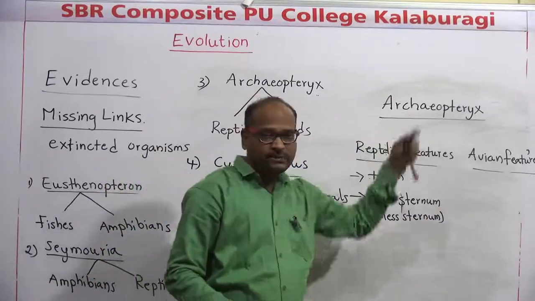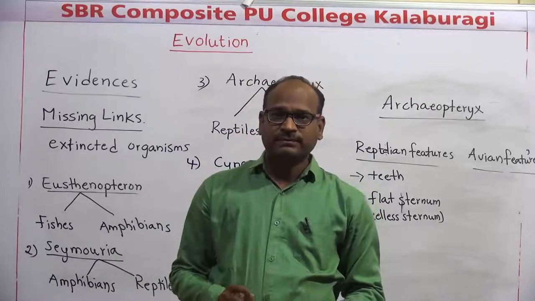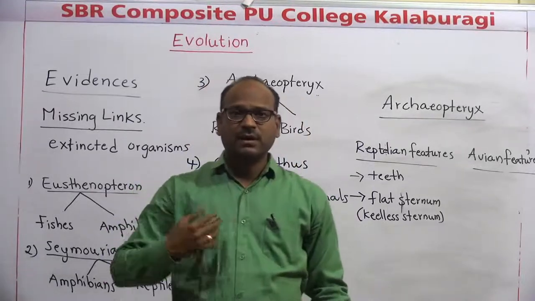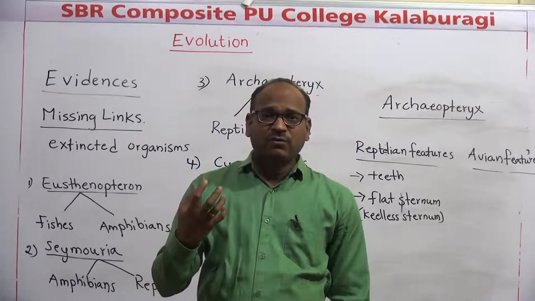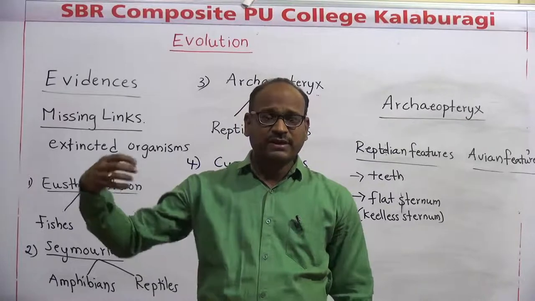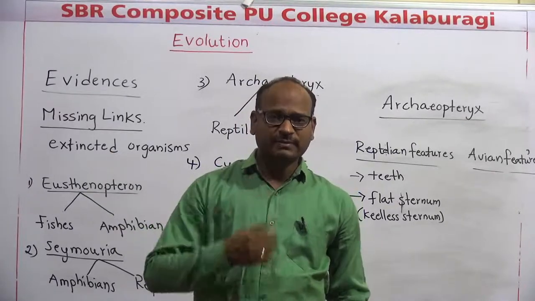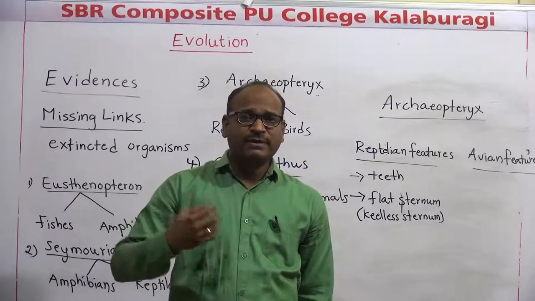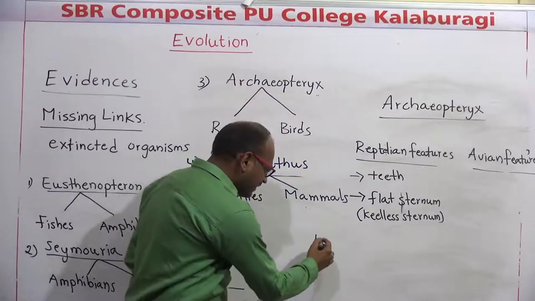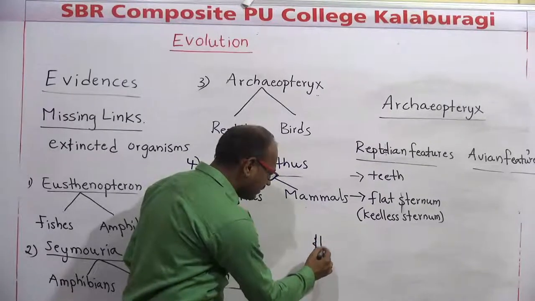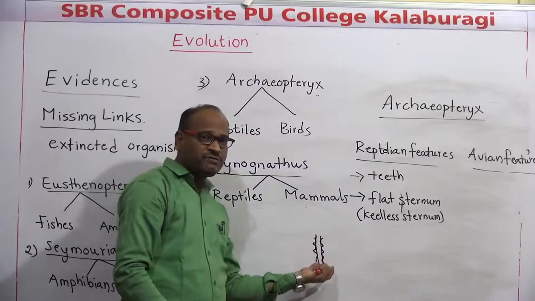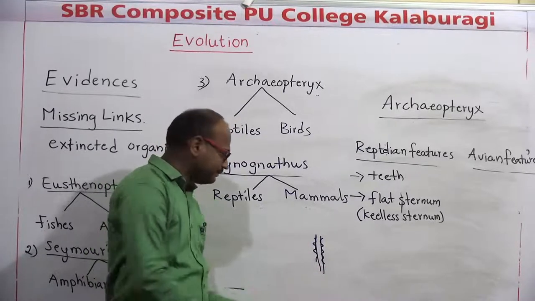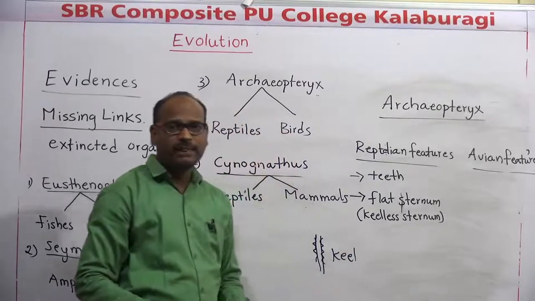Now leave this Archaeopteryx. Now if we take birds, present-day birds, sternum means breast bone. They have flight muscles. Flight muscles are connected between the wings and this sternum. For the firm attachment of the flight muscles, the sternum surface is somewhat zigzag. We say this zigzag fashion of the sternum. Such a sternum is a keeled sternum.